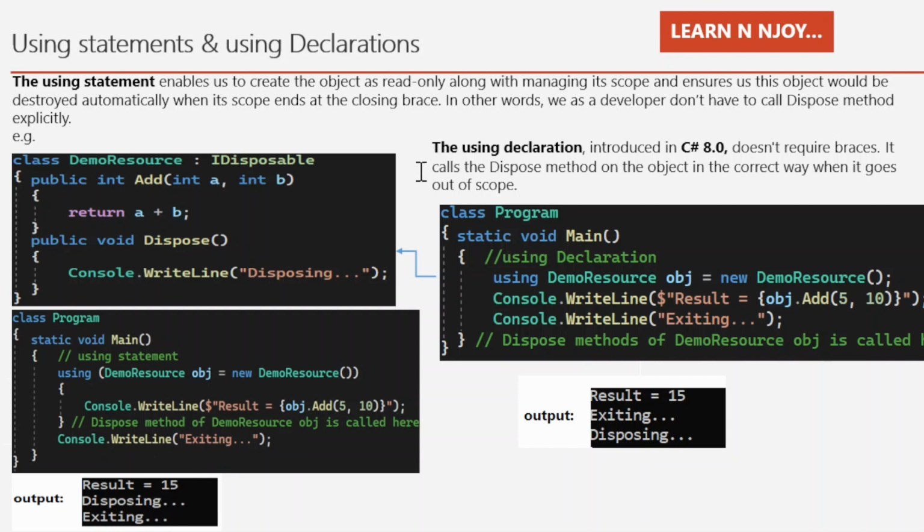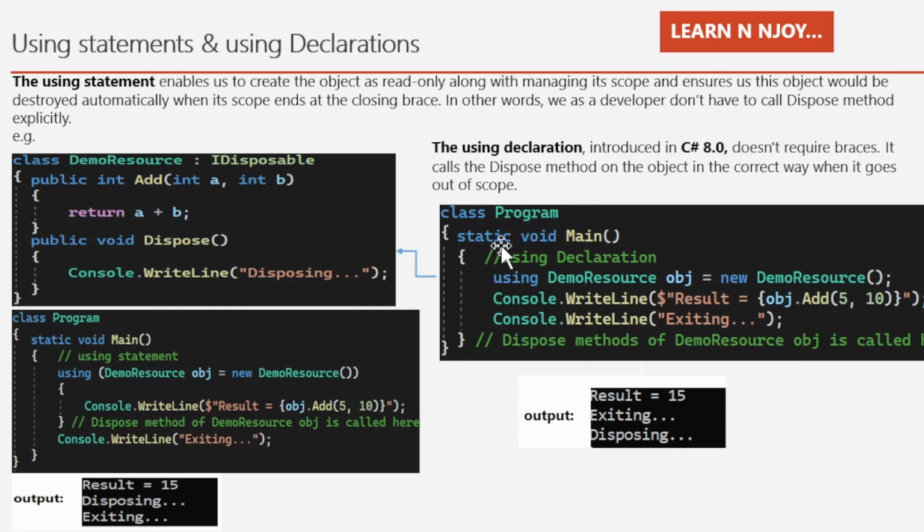Okay, now let's see the using declaration. What does it mean by the using declaration? The using declaration, which was introduced in C# 8.0, does not require braces. If you see here in this using statement, we require braces, right? But if you see here in the using declaration, we don't have braces, right? So that's what it says. The using declaration does not require braces. It calls the Dispose method on the object in the correct way when it goes out of scope, right?